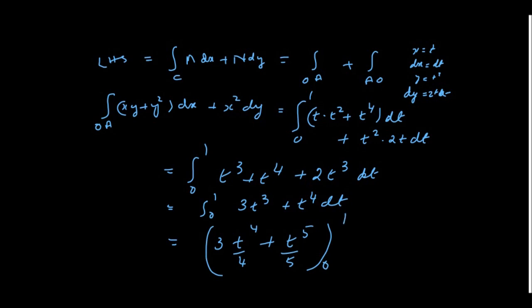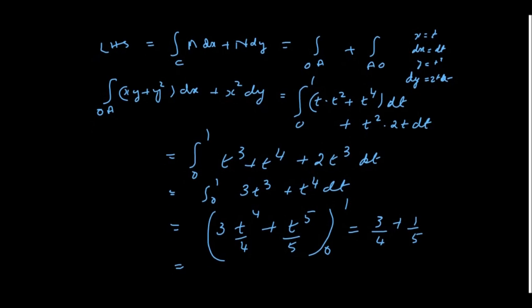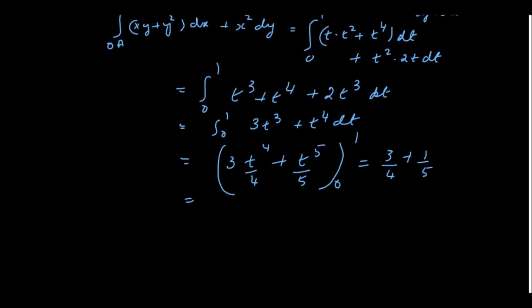That is equal to 3 by 4 plus 1 by 5. If you add, calculate this: 15 plus 4 divided by 20, that is equal to 19 by 20.